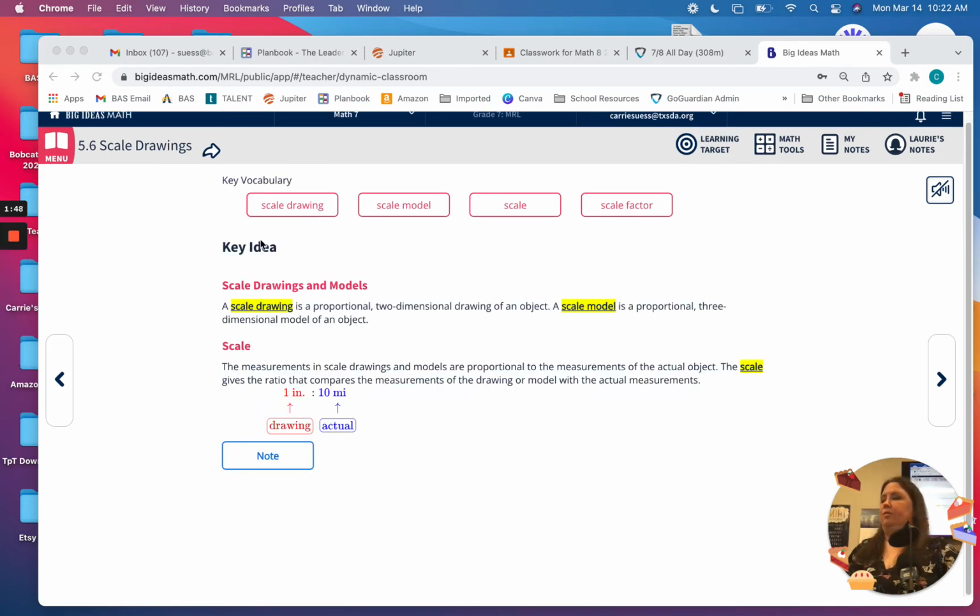Okay, so the vocab you should be writing: scale drawing, scale model, scale, and scale factor. These are the things you're going to be learning today. When you hear scale factor, scale drawings, this is all having to do with ratios still, guys. Okay? So it's just a fancier word. So somebody tell me, what is a scale drawing? A proportional, two-dimensional drawing of an object. Very good.